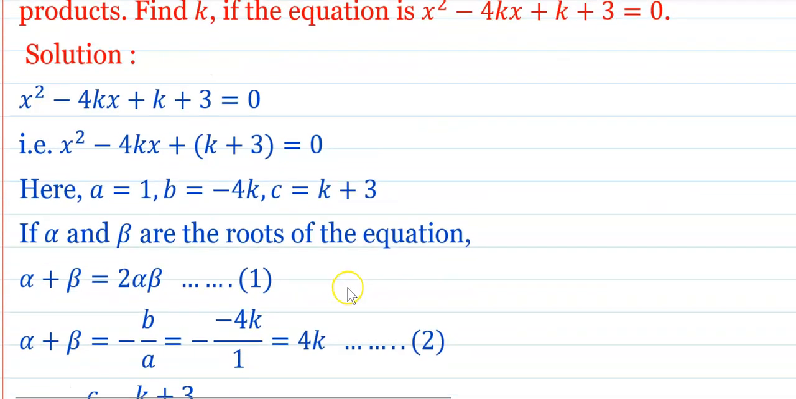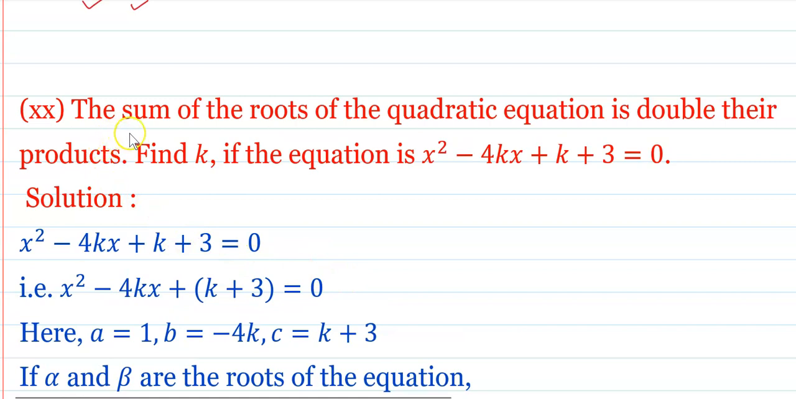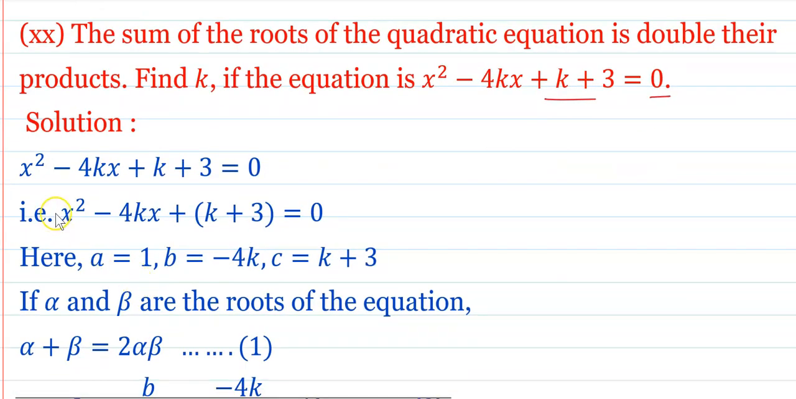Okay. Next, the sum of the roots of a quadratic equation is double their product. Find k, if the equation is x square minus 4kx plus k plus 3 is equals to 0. What is the condition given? Sum of the roots of the quadratic equation is double their product. He condition दिले त्याने x square minus 4kx plus k plus 3 is equals to 0. Here a is equals to 1, coefficient of x square. b is equals to minus 4k. c is equals to k plus 3.